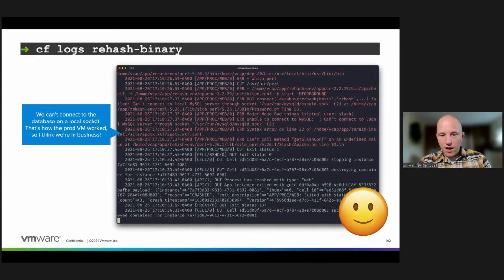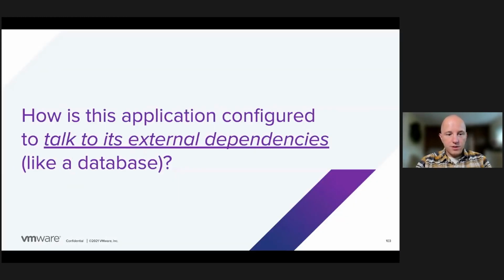Yeah, perfect. So we know that the production environment talked to its local database on that local socket. And this application running in the cloud has no local database. It has no socket. There's nothing to talk to. So this brings us to our last big question around exploring how to migrate something with a build pack.